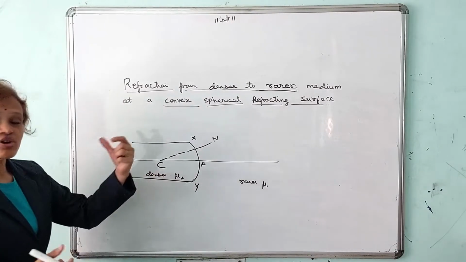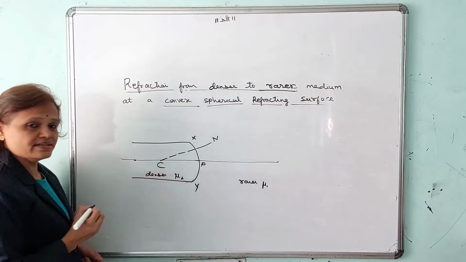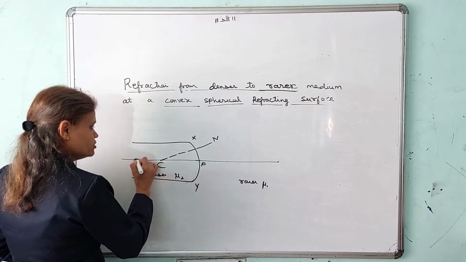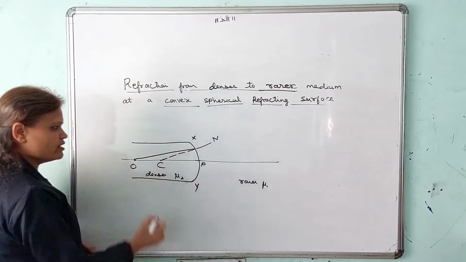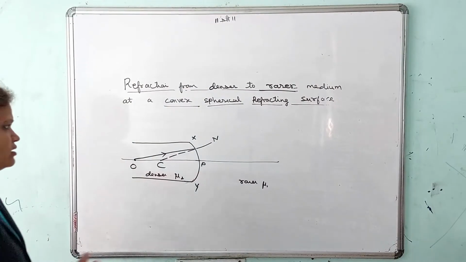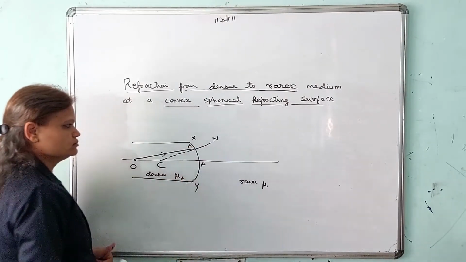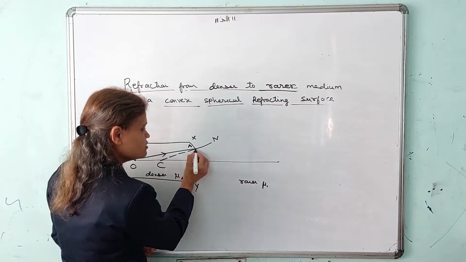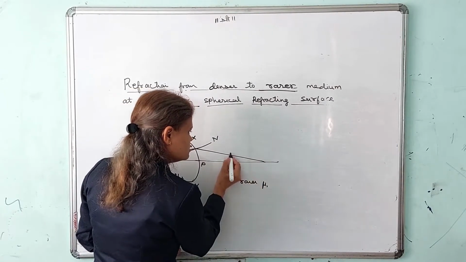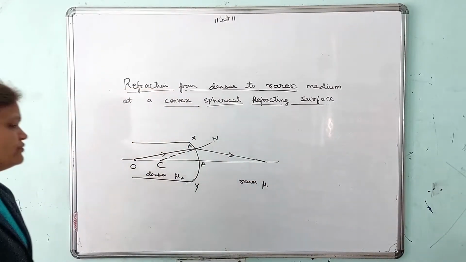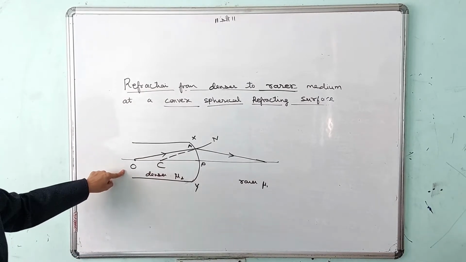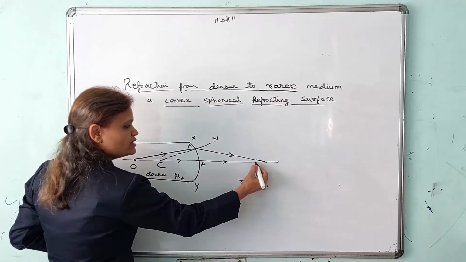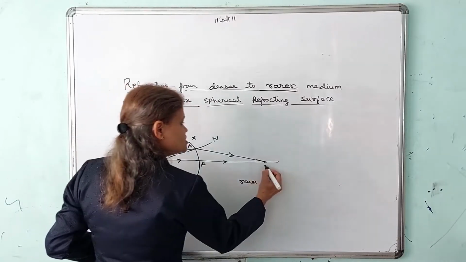Okay, now here it is from denser to rarer. So the object is in the denser medium, O. The ray goes from O. It meets this surface XPY at the point A. Now it gets refracted. That is denser to rarer, so it will bend away from the normal. There is another ray coming from point O which will pass undeviated, that is along the principal axis, and these two rays intersect at a point which is the image I.